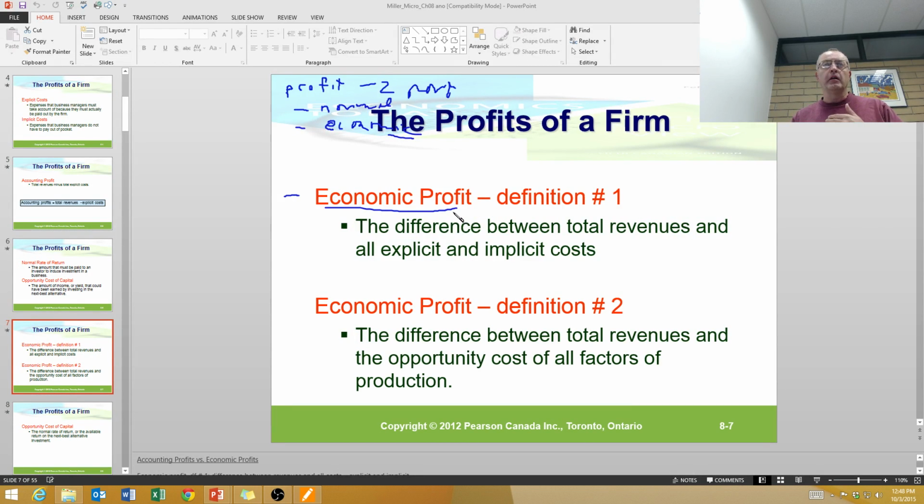So one way of defining economic profit, it's the difference between total revenues and all explicit and implicit costs. So explicit, these are the accounting costs, and implicit costs are any opportunity cost. So if the business is not paying fair market price for any of the inputs, the owner of those inputs is suffering an opportunity cost, and so economists factor in that opportunity cost when they calculate economic profit. So another version of the definition of economic profit is the difference between total revenues and the opportunity cost of all factors of production. So why is this so?